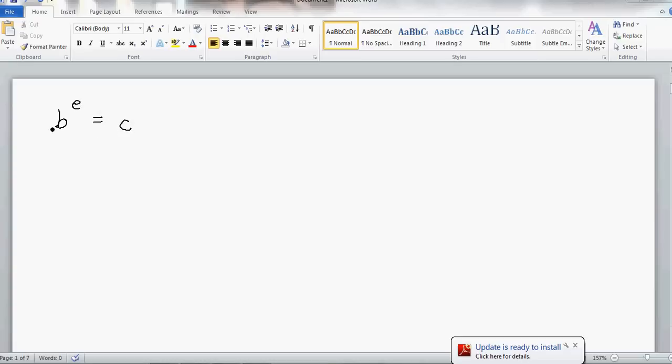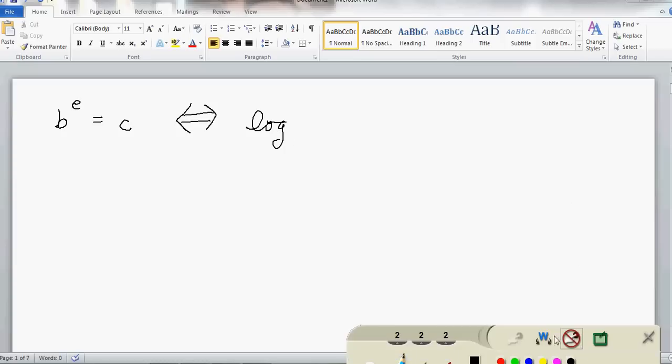Suppose we have an exponential expression. We have the base raised to an exponent equals some number or some expression. Well, this is equivalent to saying the logarithm, and we show that with log, the logarithm base b. Realize that there are many different logarithms that are different bases used.